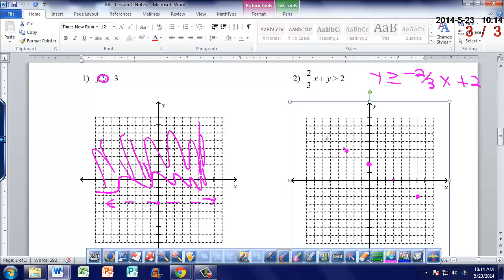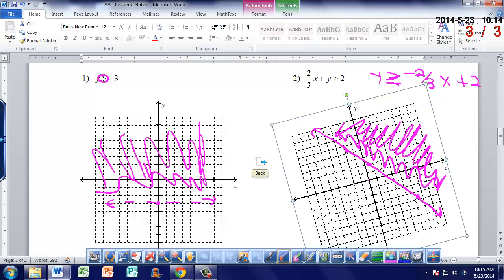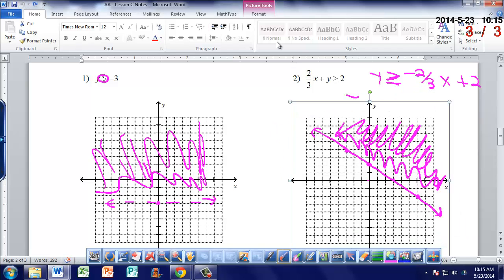Okay, now it's going to be a solid line because it's an equal to. If the y is on the left and it's a greater than sign, we're going to shade above the line. So what would be above the line? Hopefully you see this. Okay, if it was a less than, you would shade below the line.